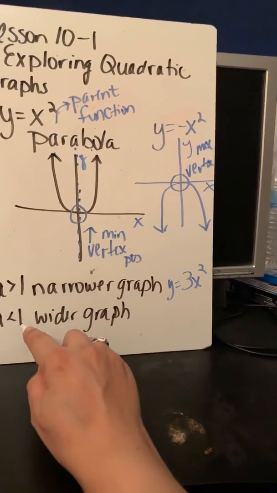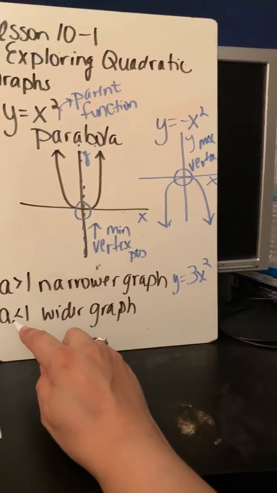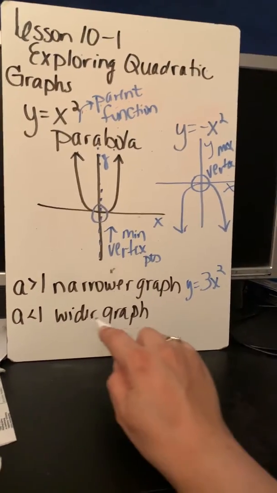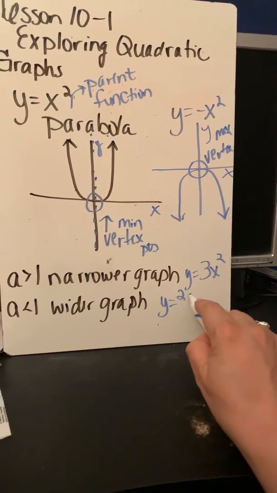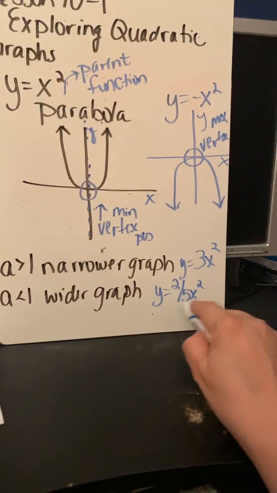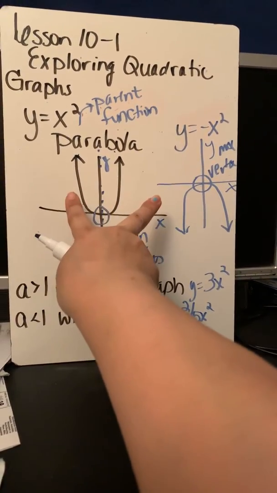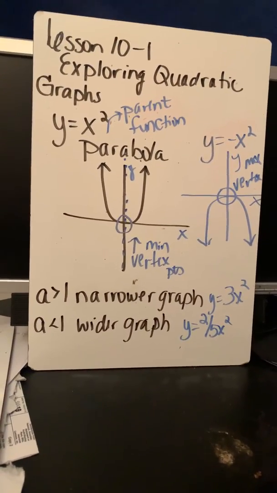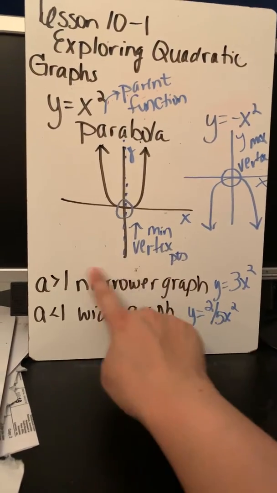If it's less than 1, not accounting 0, you can't have a 0 parabola graph, if your a is less than 1, it is a wider graph. So let's say I had y equals 2/5 x squared. That's less than 1. Therefore, this is going to be a wider graph. Okay, it's going to be out there just a little bit more. So that's what's going on with the difference between wider and narrower graphing.